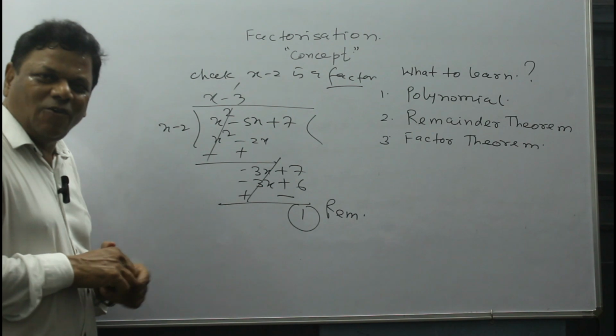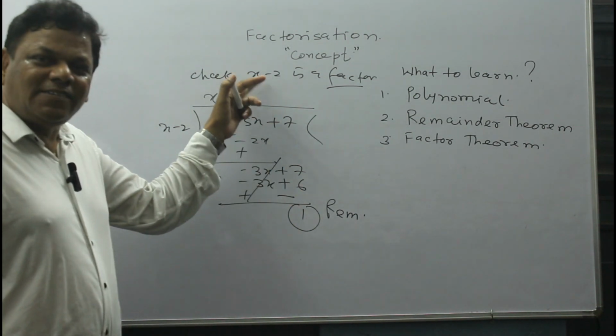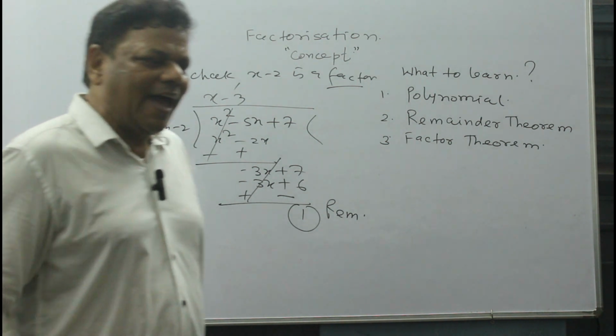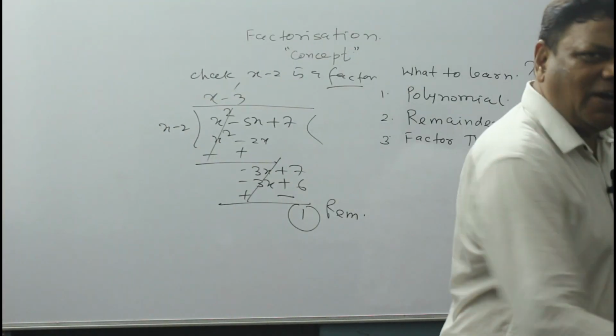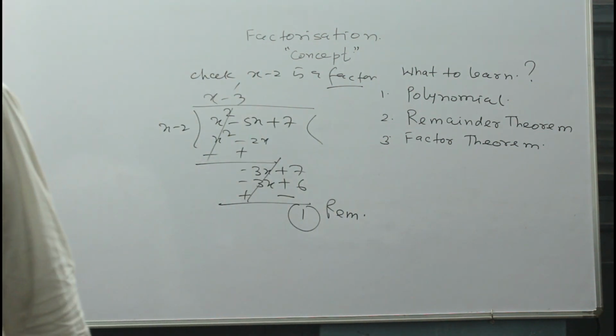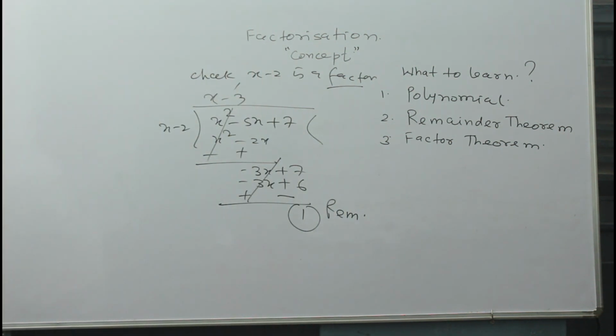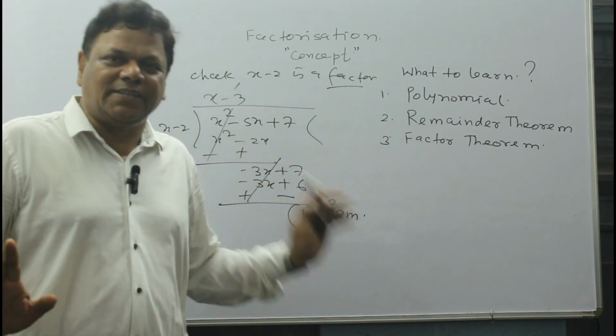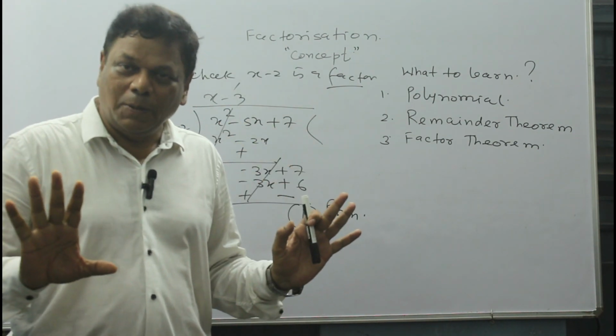Children, okay? 1 is the remainder. So x minus 2 is not a factor of this. Why is it not a factor? Because the remainder is coming 1. So it is not a factor of this. By division we got the remainder. It is clear to you.